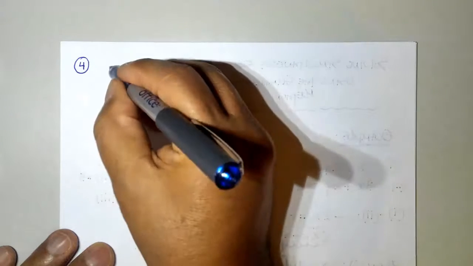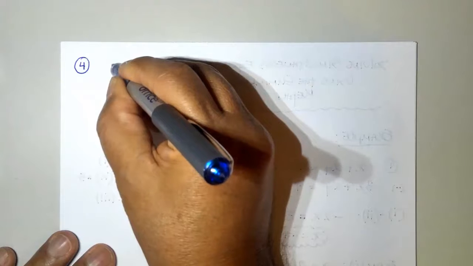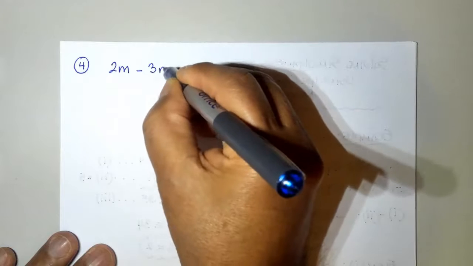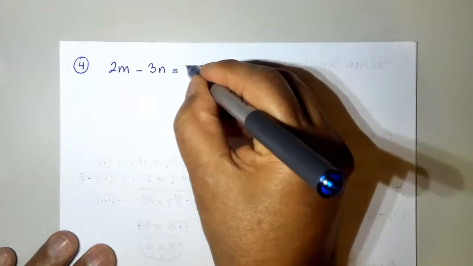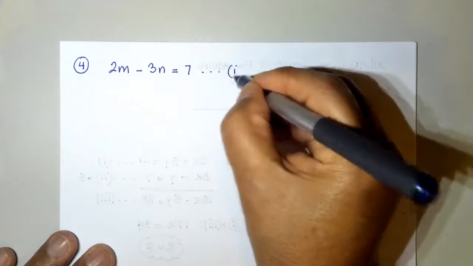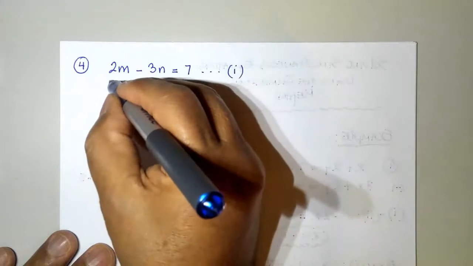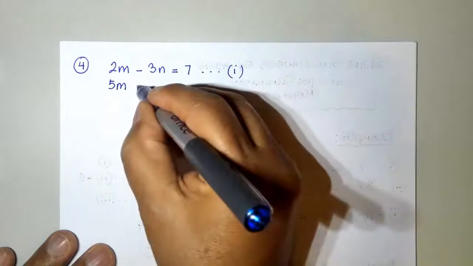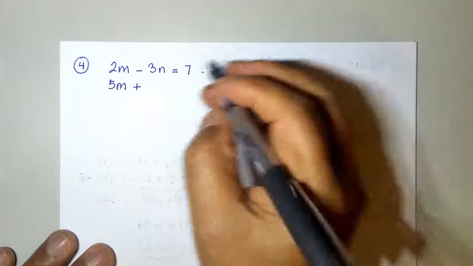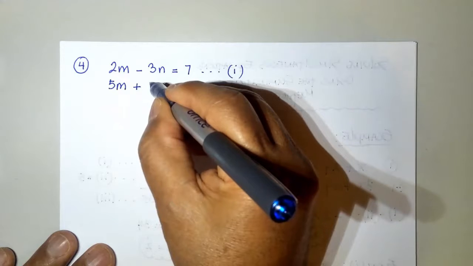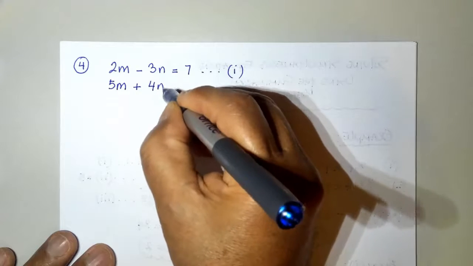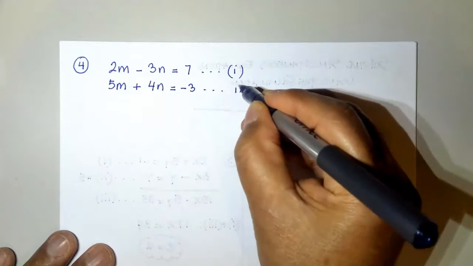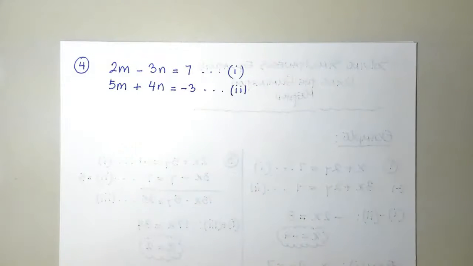Okay, let's say that we have this. We have 2n minus 3n equal to positive 7. And in here, let's say that we have 5m plus, let's say, 4n equal negative 3. All right, let's say that we have these 2 simultaneous equations.